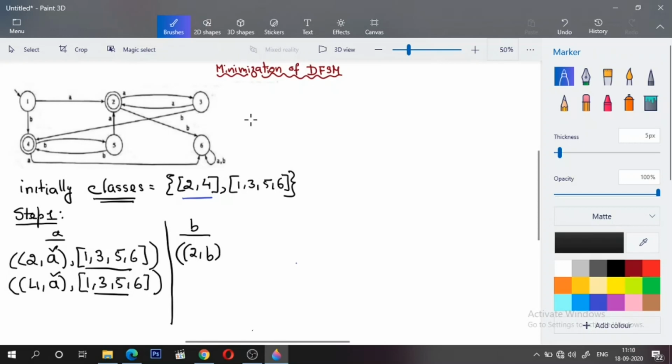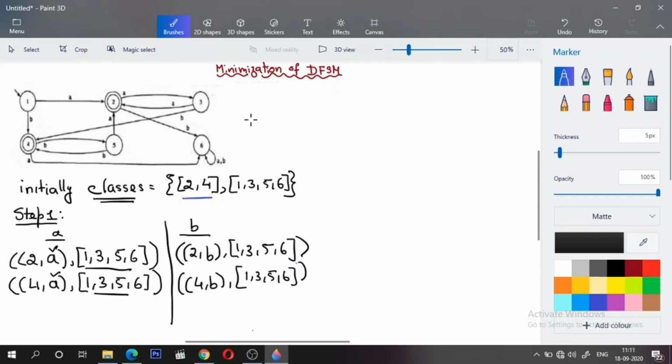2 upon B will make a transition to 6. So, I have to write the transition the same way as I have written for A. Okay. So, 6 belongs to 1, 3, 5, 6. Similarly, 4 upon B will make a transition to 6. Okay. So, 4 also makes a transition to 6. So, I have to write 1, 3, 5, 6.